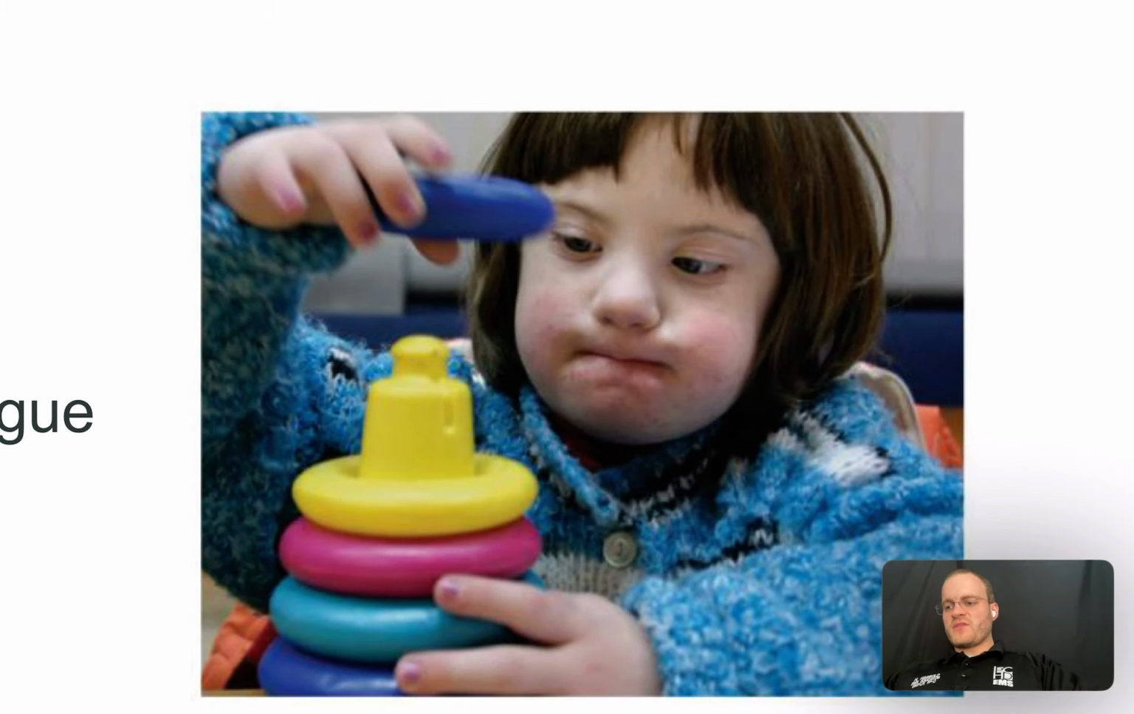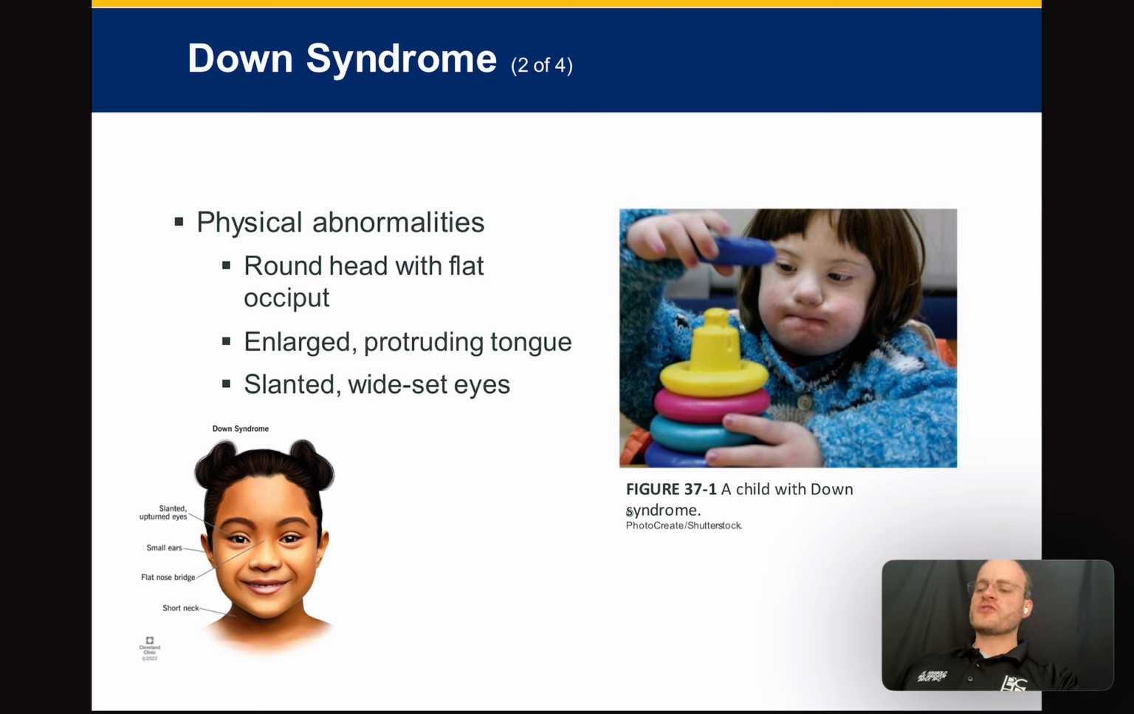Well, if you're using a BVM, this can be very difficult because of their nose and jaw, because what are we using to rest the mask on? Their nose and jaw. And so that can create its own problems. Also, they tend to have a round head with a flat occiput, right? That's the back of the head. They have these really big tongues, okay? And so with intubation and inserting an OPA and stuff like that, it can become much more difficult.